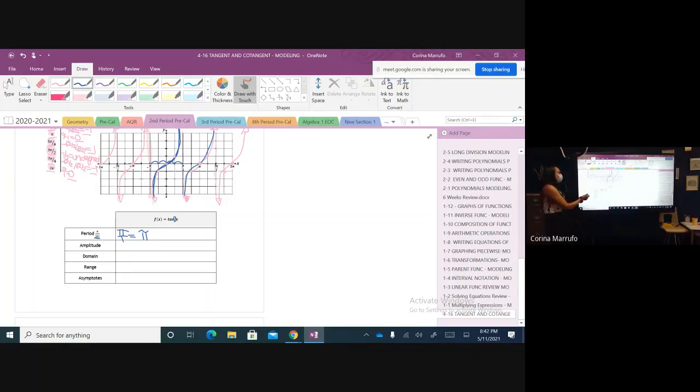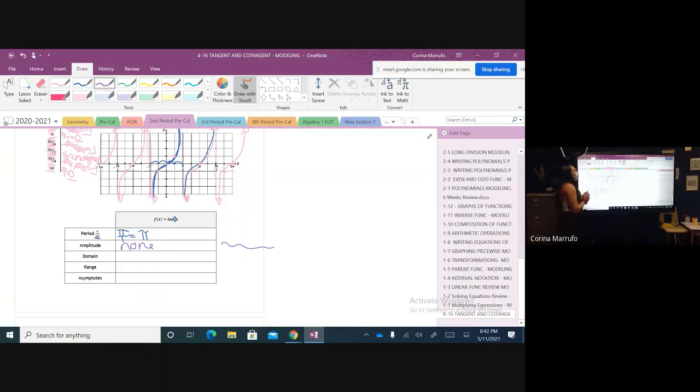Then we have the amplitude. So for amplitude, it's going to be none. Okay, we only have amplitudes for secant, sine and cosine, because we have little waves. That's what the amplitude is. Okay, it's how high the waves are. This one we don't have little waves.